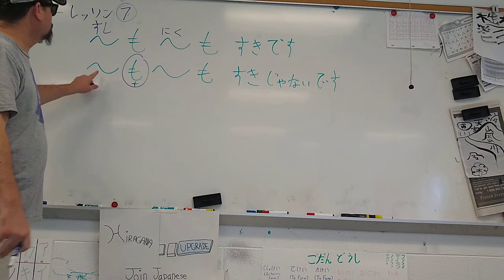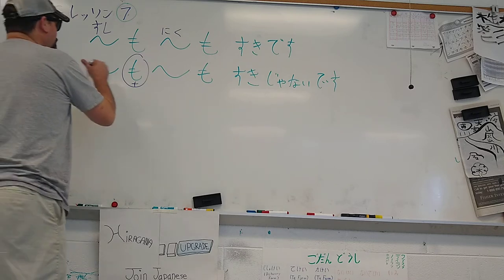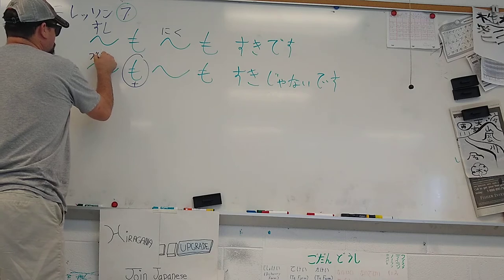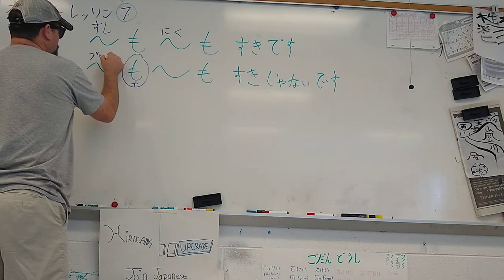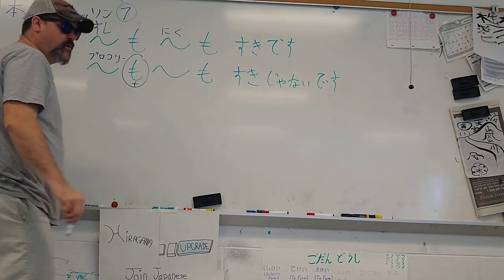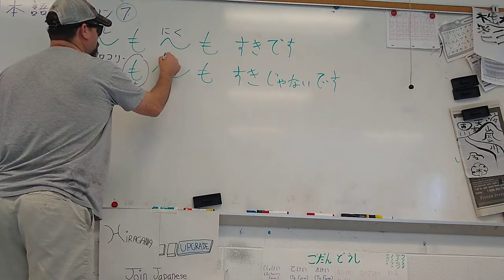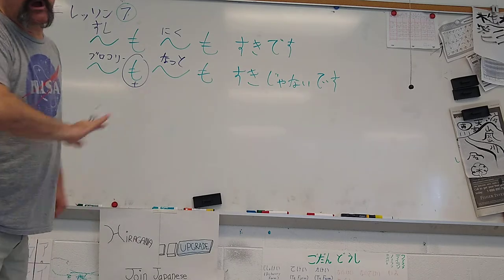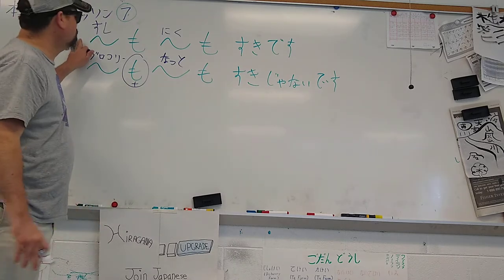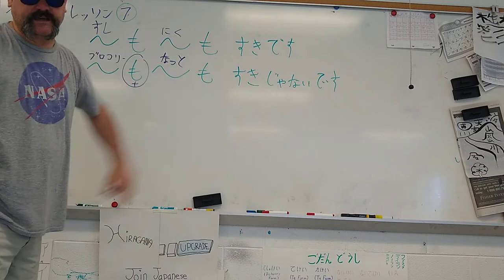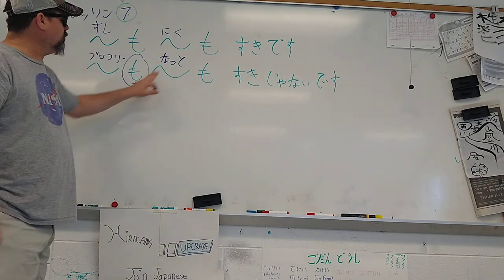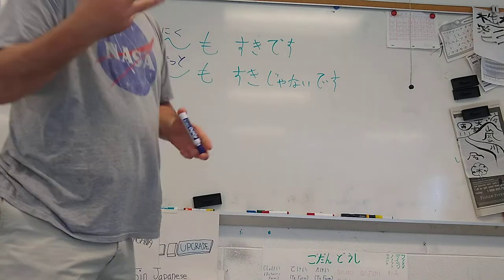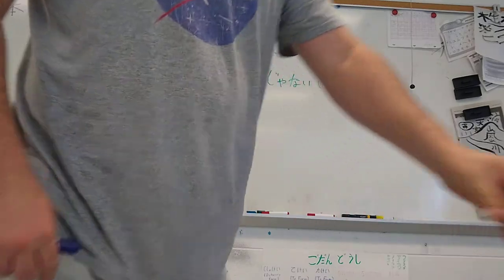Okay? The same way, if you hate stuff, you would say what? Broccoli mo, natto mo, suki janai desu. I don't like broccoli or natto. So say it with me. Sushi mo, niku mo, suki desu. Broccoli mo, natto mo, suki janai desu. So go ahead and say right now something that you don't like.